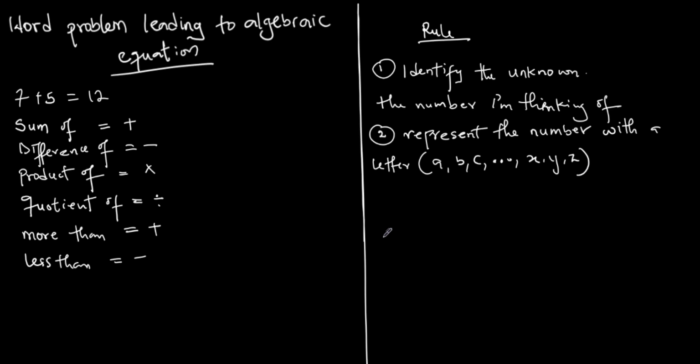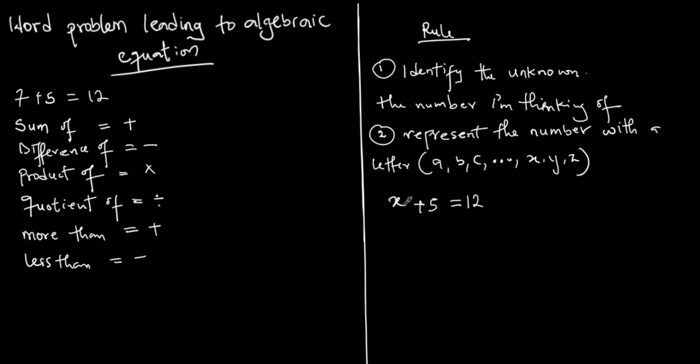So for example, I am thinking of a number. If I add 5 to it, it will give me 12. So I know that the number I'm thinking of is the unknown. So I represent it with an alphabet, say X, for example. So the number I'm thinking of now is X. If I add 5 to X, that's plus 5, it will give me 12. What is the number? That is, what is X?